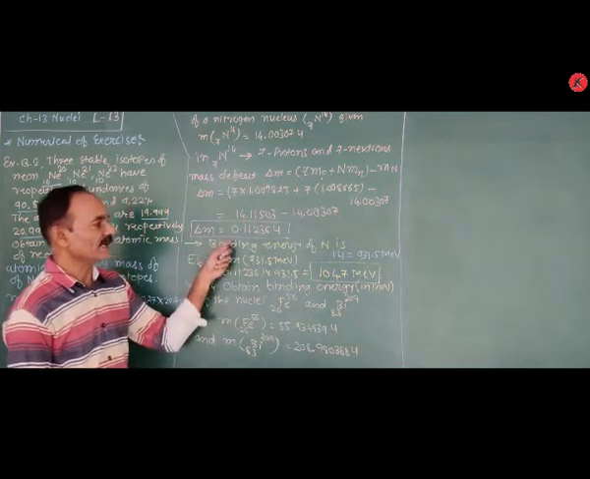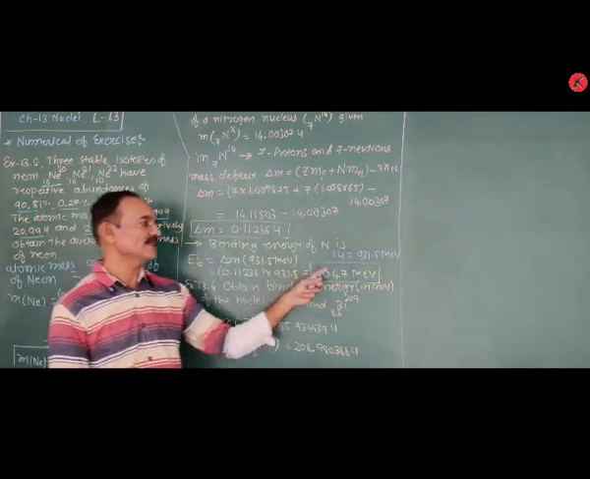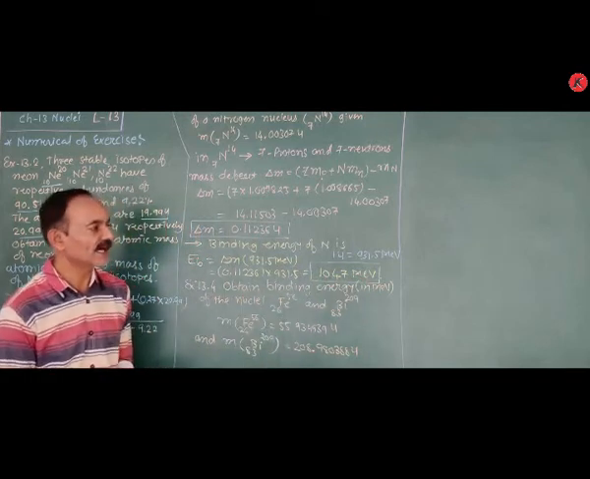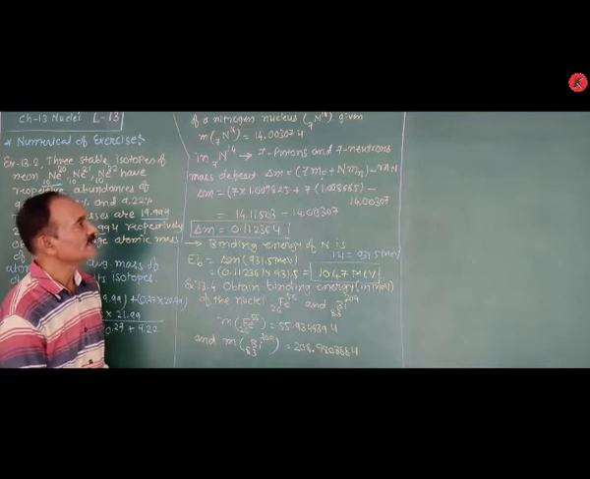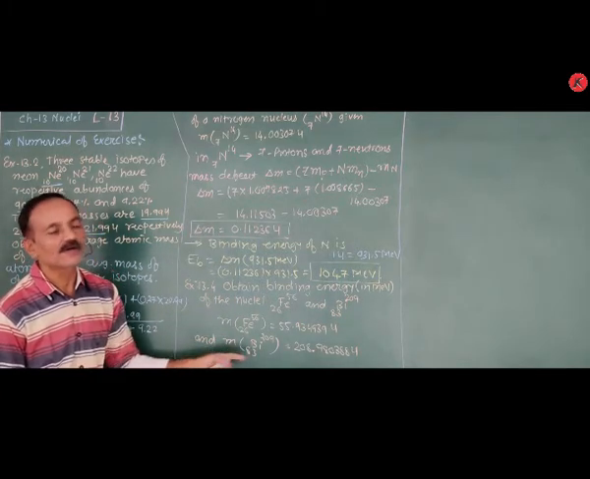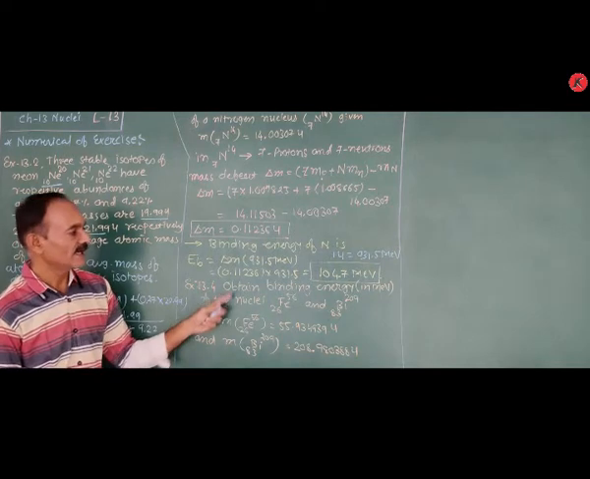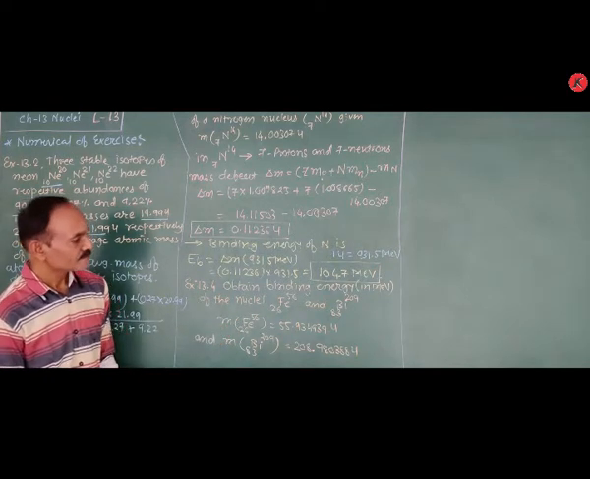So this mass defect is directly multiplied with 931.5. We obtain the binding energy in mega electron volt. Clear? Okay. So this type of numerical is most important for objective and also in exercise numerical of 3 marks.